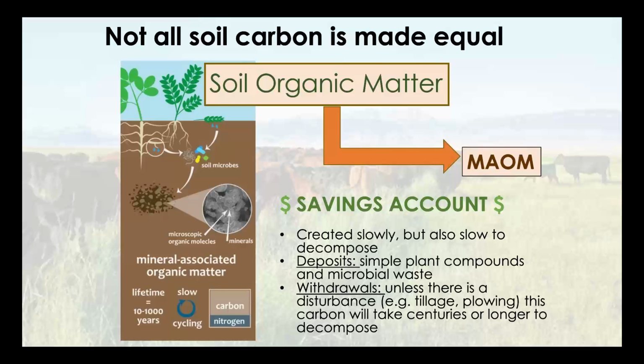It usually receives less money from each paycheck. The deposits are smaller, like simple plant compounds and microbial waste, but the withdrawals are much slower. Unless there's a disturbance like tillage or plowing, this carbon can take centuries or longer to decompose. When humans face a big unexpected expense, they typically drain their checking accounts and may also dip into their savings accounts. And if this happens over and over again, eventually both accounts go broke.